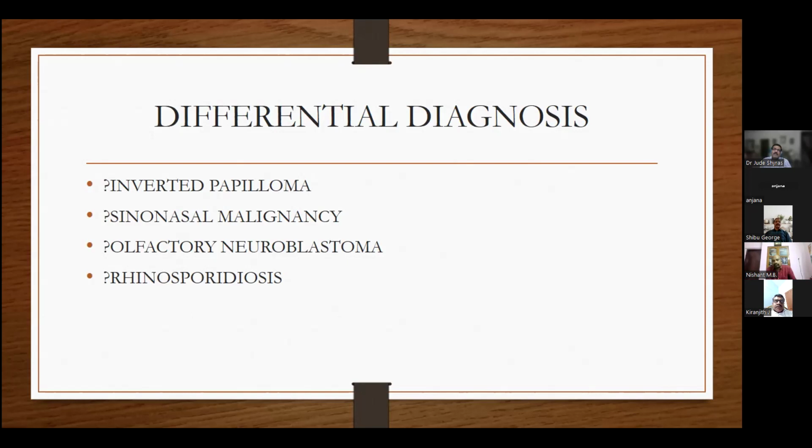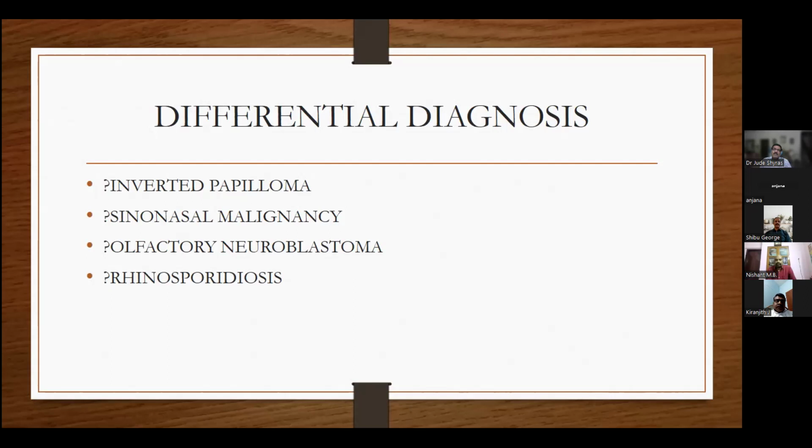The radiological findings in inverted papilloma. Specifically, you told about MRI: the cerebriform pattern. What about CT scan specifically? Focal hyperostosis of the bone at the region of attachment can be seen. Very good. So hyperostosis and calcifications can be seen.